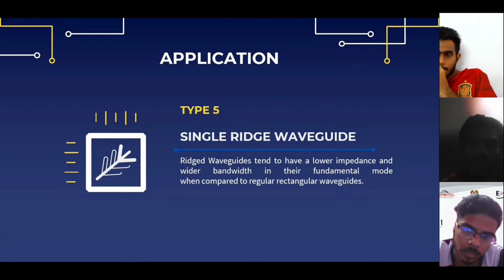Ridge waveguide tends to have a lower impedance and wider bandwidth. Just now I said about the ridge waveguide, it's low impedance and wider bandwidth in their fundamental mode when compared to the regular rectangular waveguide. Ridge waveguide has a fundamental mode. We have to understand about the ridge waveguide.